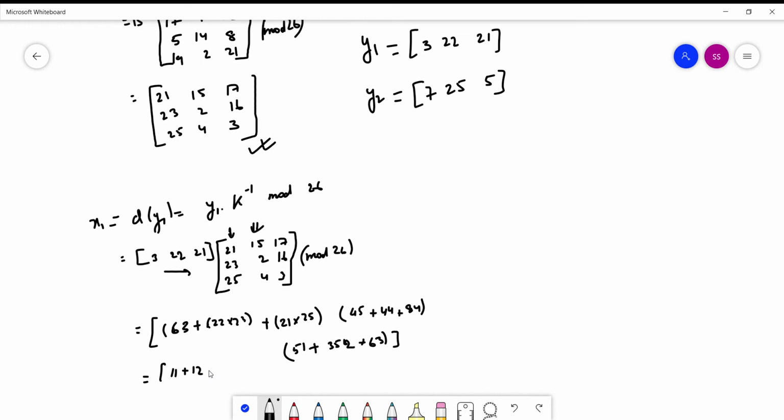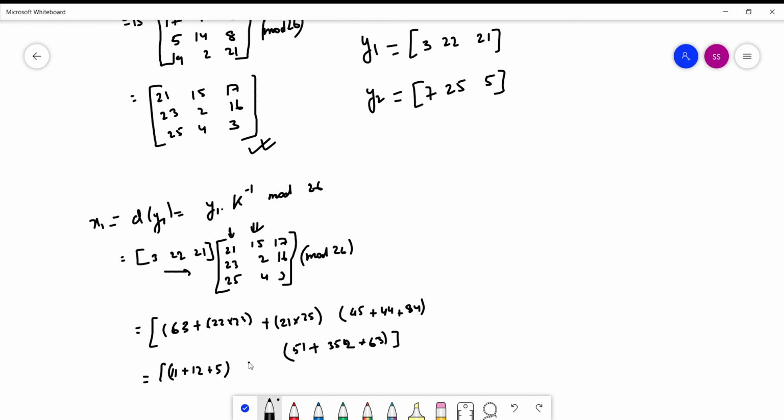Plus, you don't have to multiply it. You can take 25 as minus 1. So minus 1 into 21 is minus 21, and minus 21 is plus 5. You can always use these tricks to solve this equation. You don't have to multiply, add, and then find the modulus. Okay, this was the first term.